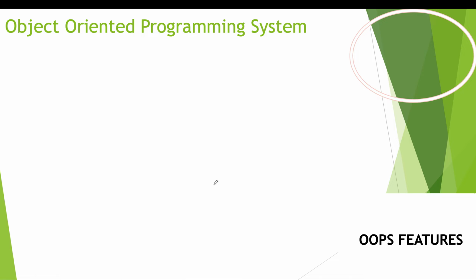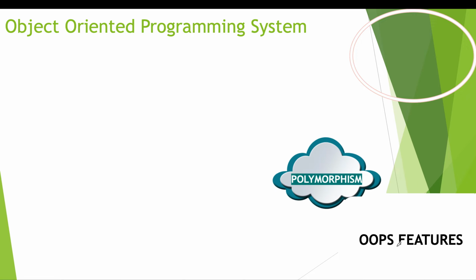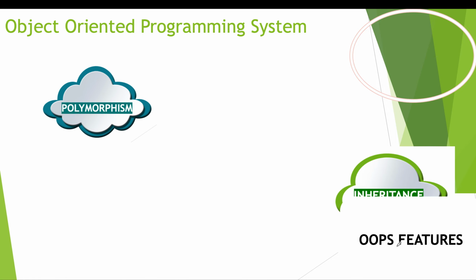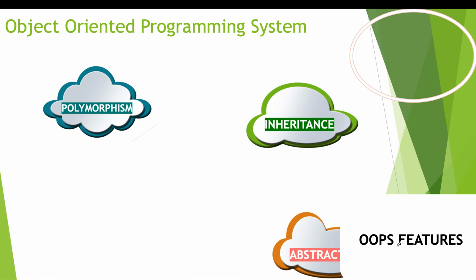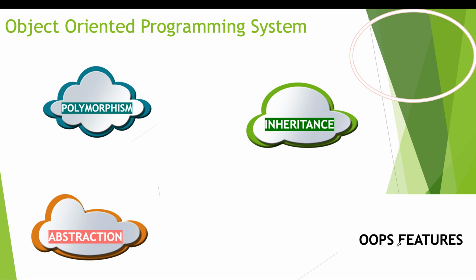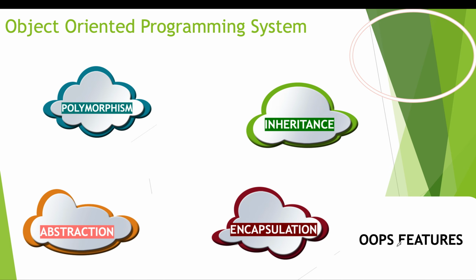Now when we are talking about object oriented programming, we have talked about many words, but what are the most important things or terms that we are going to hear? The object oriented programming features: first is polymorphism, the second one is inheritance, the third one is abstraction, and the fourth and the last one is encapsulation. So these are the four main things that we are going to emphasize upon, and we are going to talk in detail about each one of them.